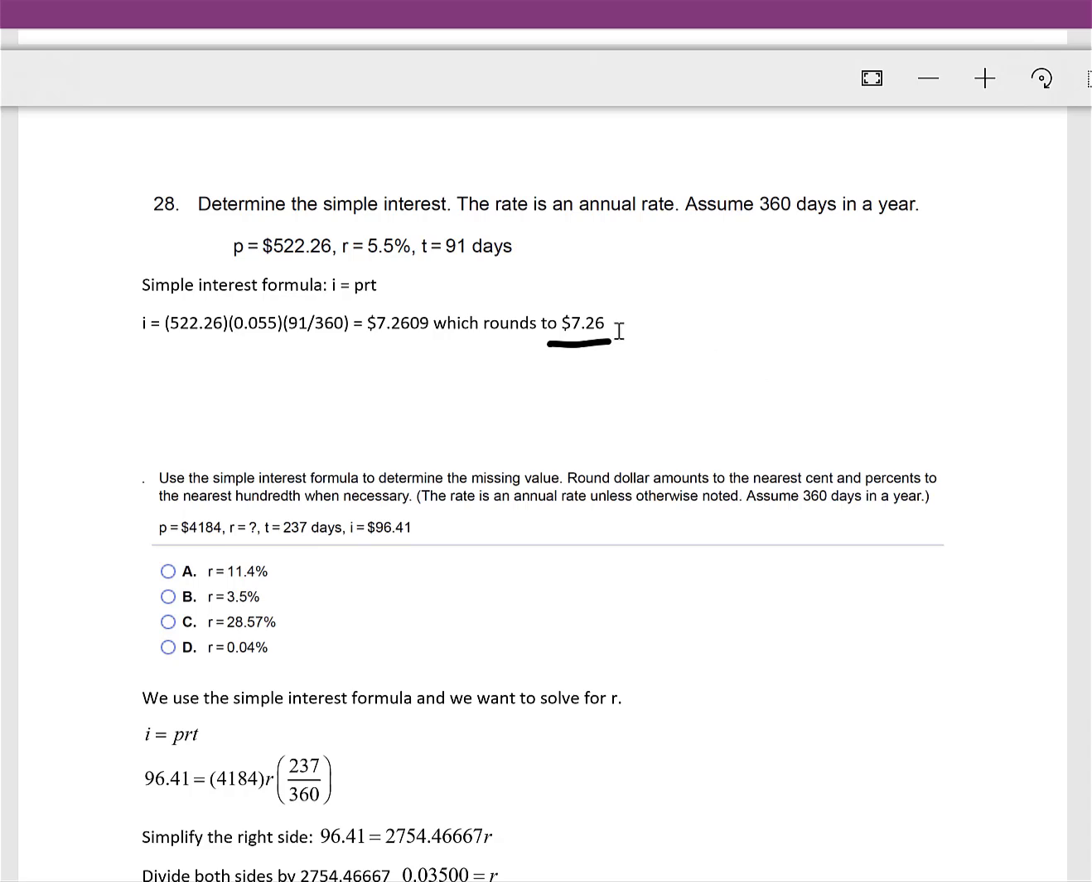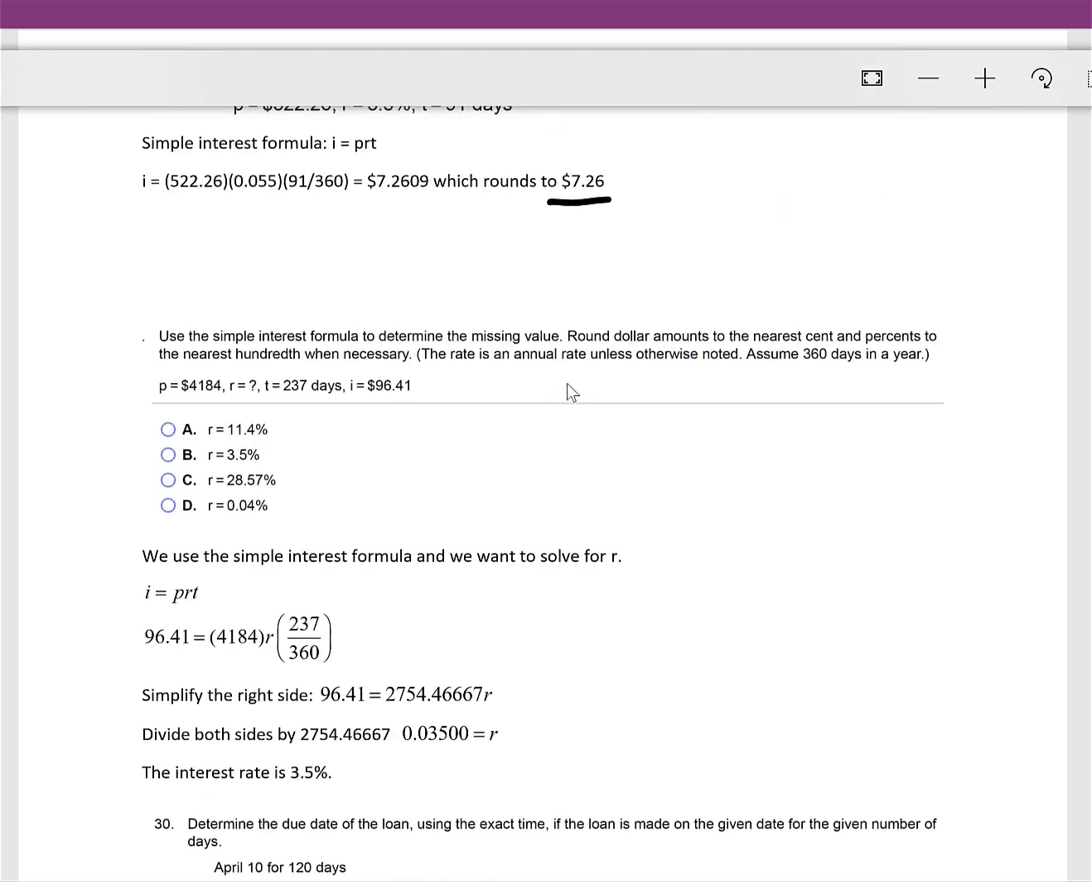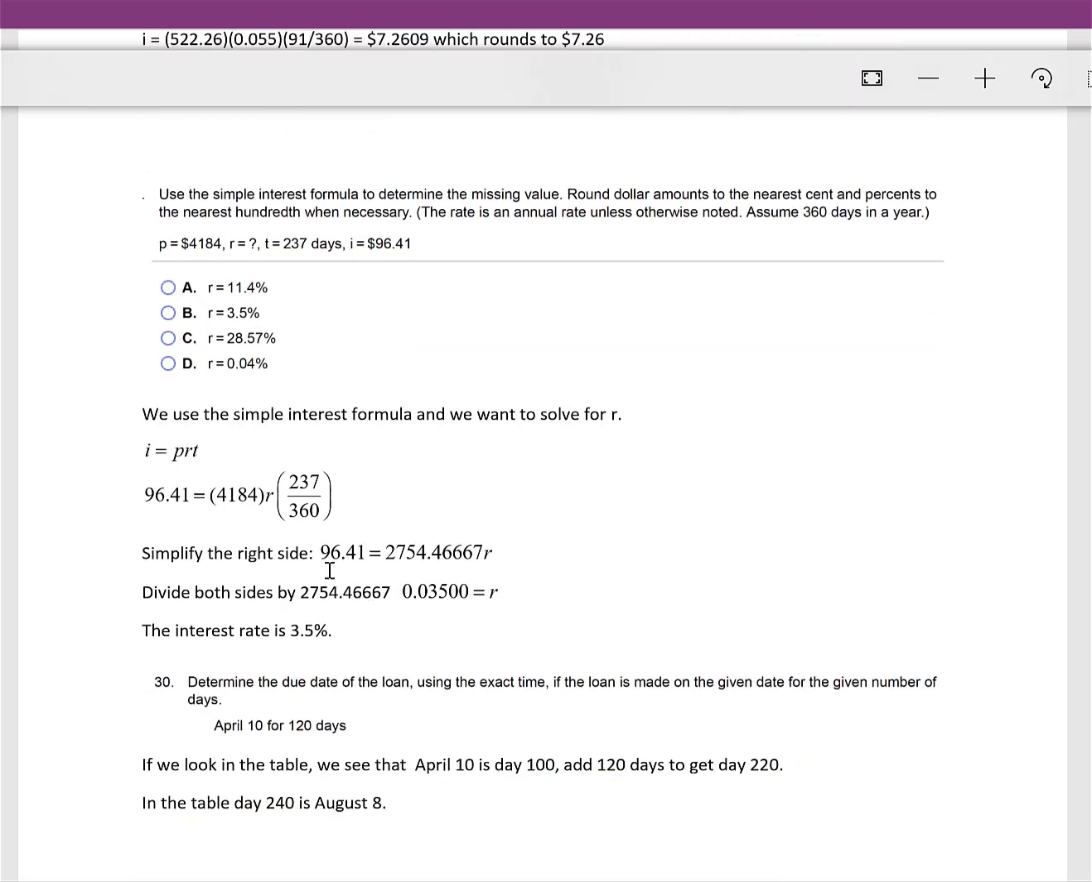And next problem is another simple interest problem. And this time they want us to find the interest rate. They've given us the principal, the interest, and the time, and they want us to find the rate. So we're going to use the same formula, but this time we're solving for the interest rate. So I put in the values I was given.